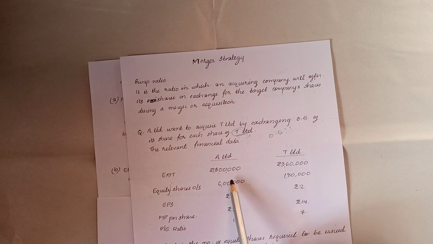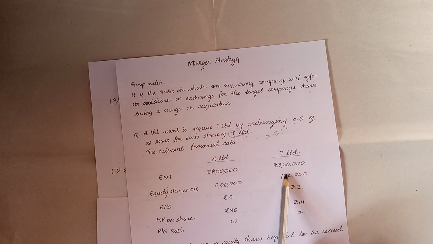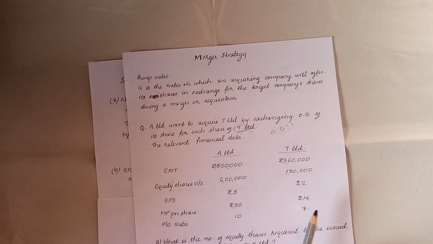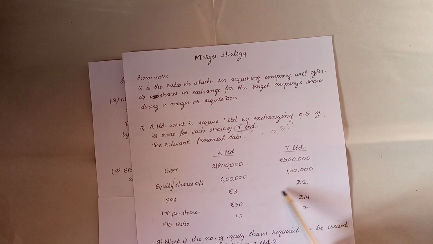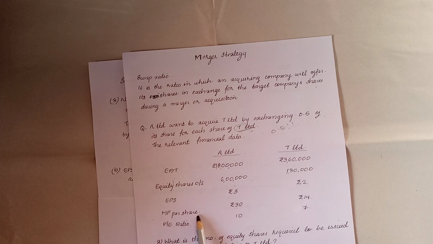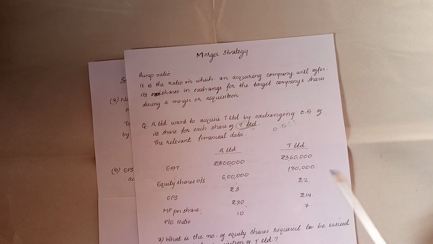So earnings after tax of both companies is given. For company A Limited it's 18 lakhs, and for company T Limited it's 3 lakh 60,000. Equity shares outstanding, which means the equity shares before the merger, are 6 lakhs for A Limited and 1 lakh 80,000 for T Limited. Then market price per share is given: rupees 13 for each share in A Limited and rupees 14 for each share in T Limited.